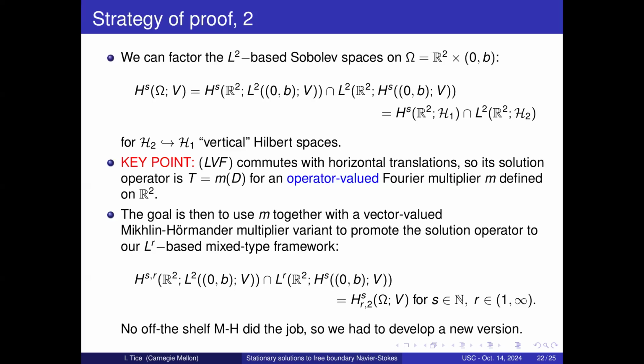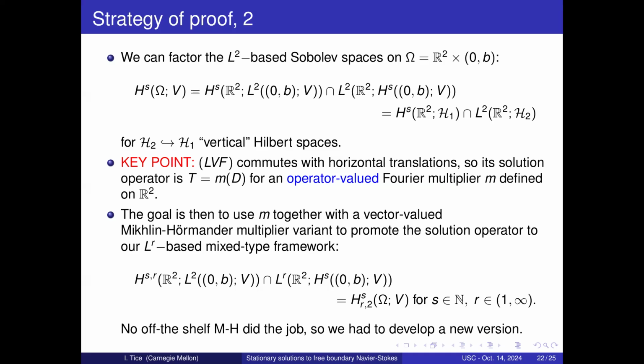Well, first we start with the following observation. The type of Sobolev spaces that we were working with are H^s spaces on this domain Omega, which, remember, is R^2 crossed with a finite interval. Well, there's something very nice that happens in that context. This space can be written as the intersection of horizontal H^s with values in L2 vertically, with horizontal L2 and values in H^s vertically. This is an old interpolation result. And now the point is I can think about this as H^s of the cross-section valued in some Hilbert space, intersect L2 of the cross-section with values in some Hilbert space.